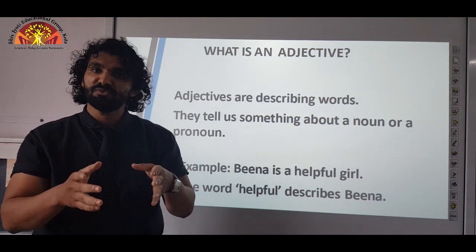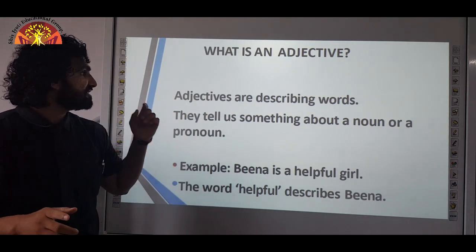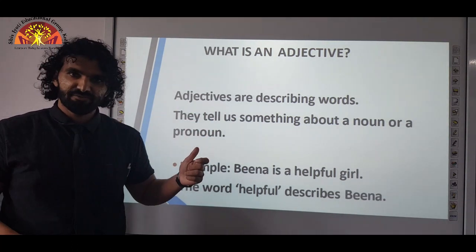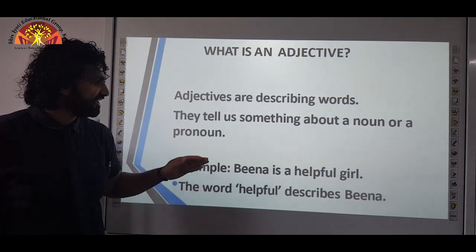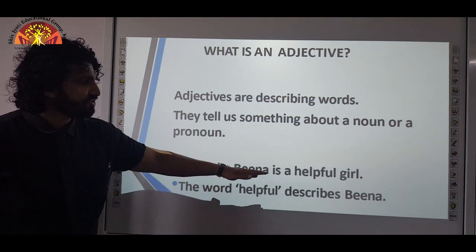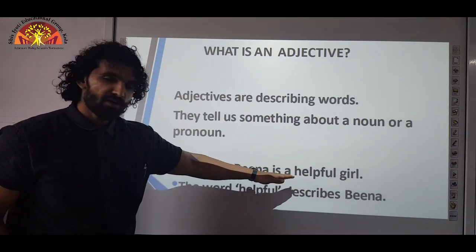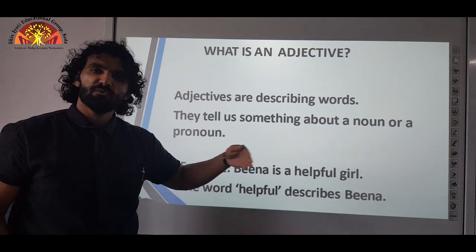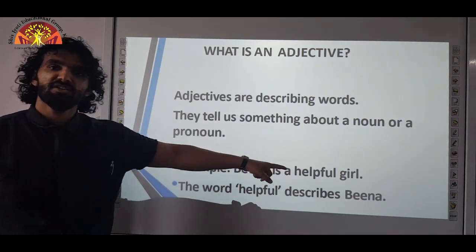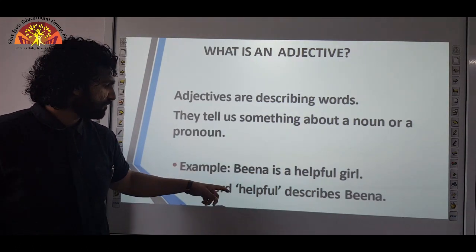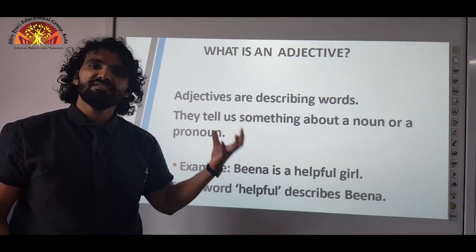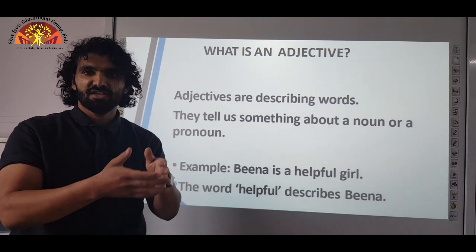But from the grammar point of view and from the examination point of view, adjectives are describing words that tell us something about a noun or a pronoun. Let's see an example. Beena is a helpful girl. Here the word helpful has been used to describe Beena. The word helpful is a word of appreciation for Beena. Okay, what would happen in the other case, which I mentioned a few seconds ago? Beena is a lazy girl. Here the word lazy would be in the criticism, that would be an adjective.